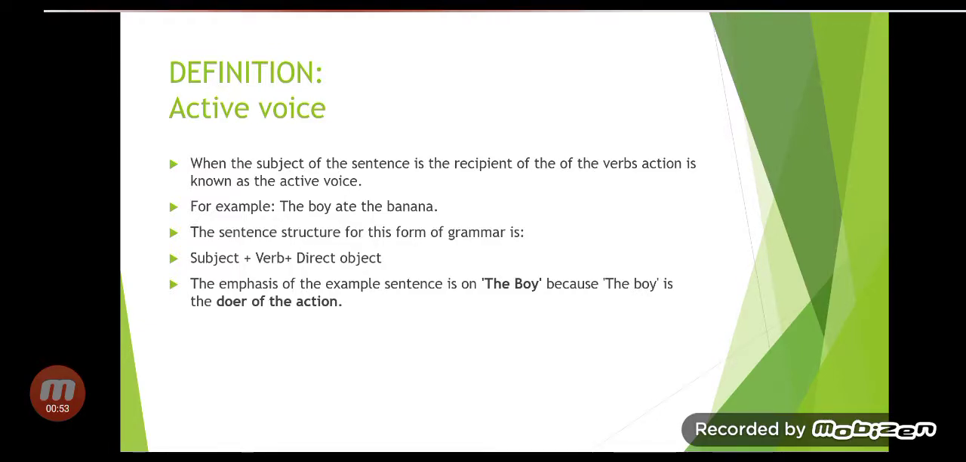For example, the boy ate the banana, right? So the sentence structure for this form of grammar is subject plus verb plus direct object. In this sentence, where is the emphasis? Yes, the emphasis is on the boy. Why? Because the boy is the doer of the action. What is the boy doing? The boy is eating the banana.